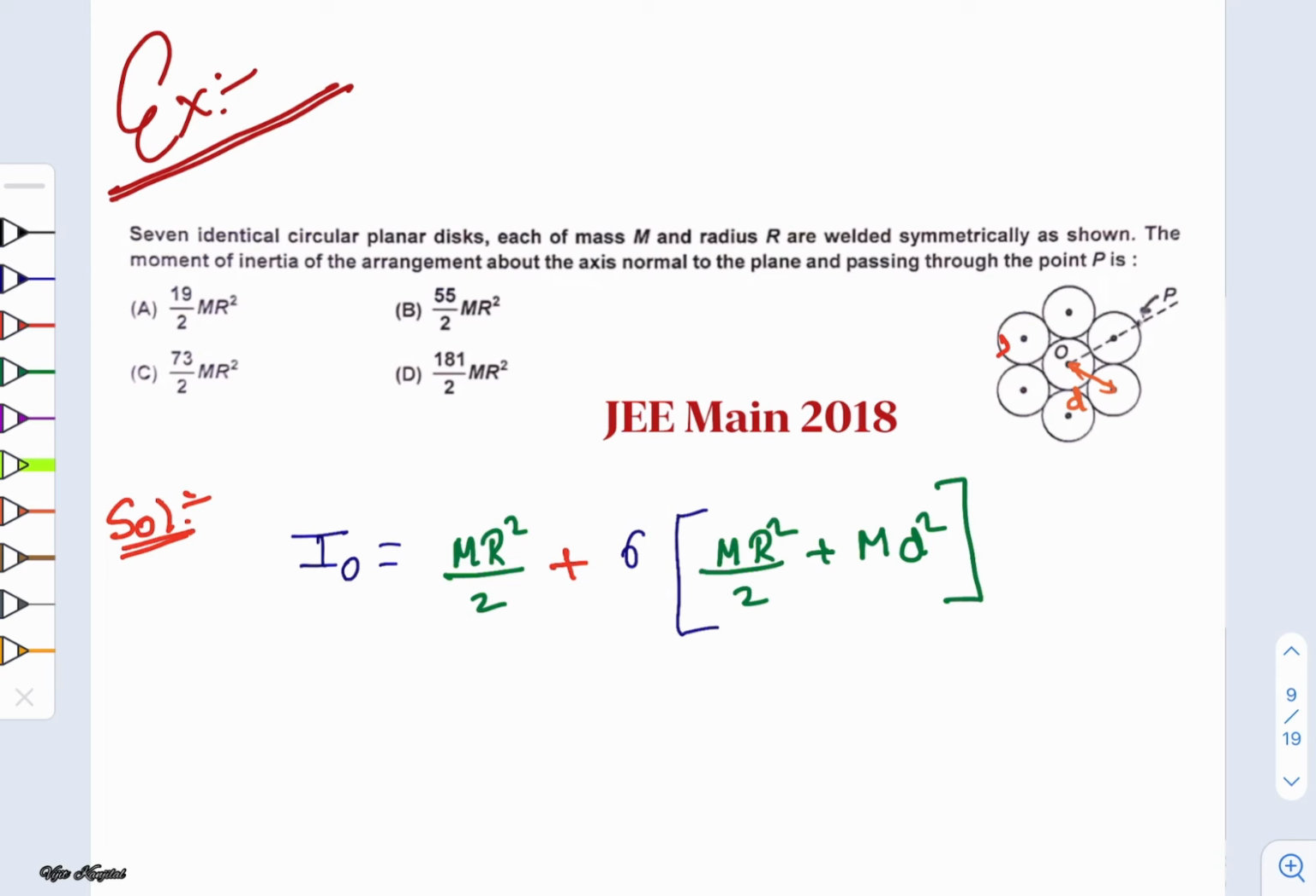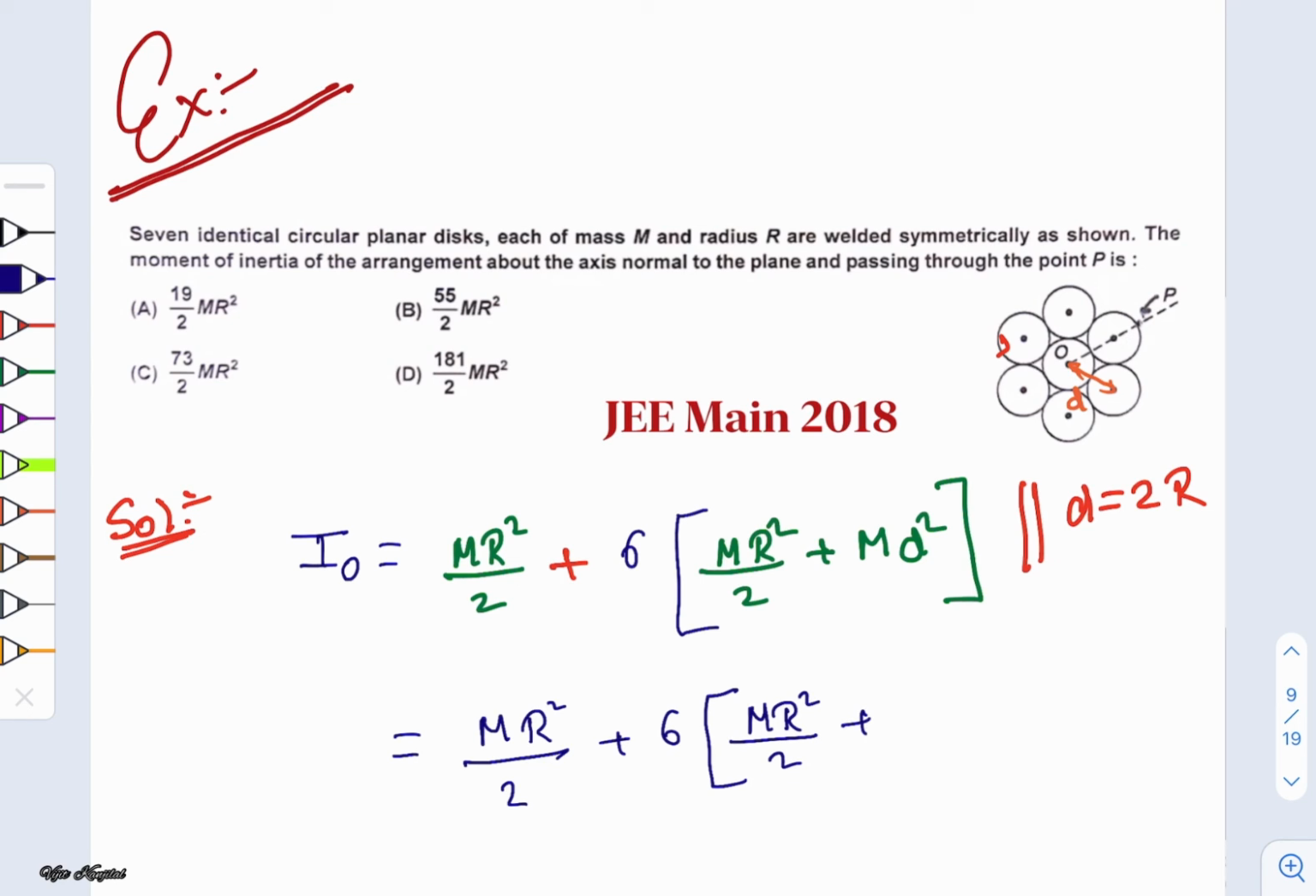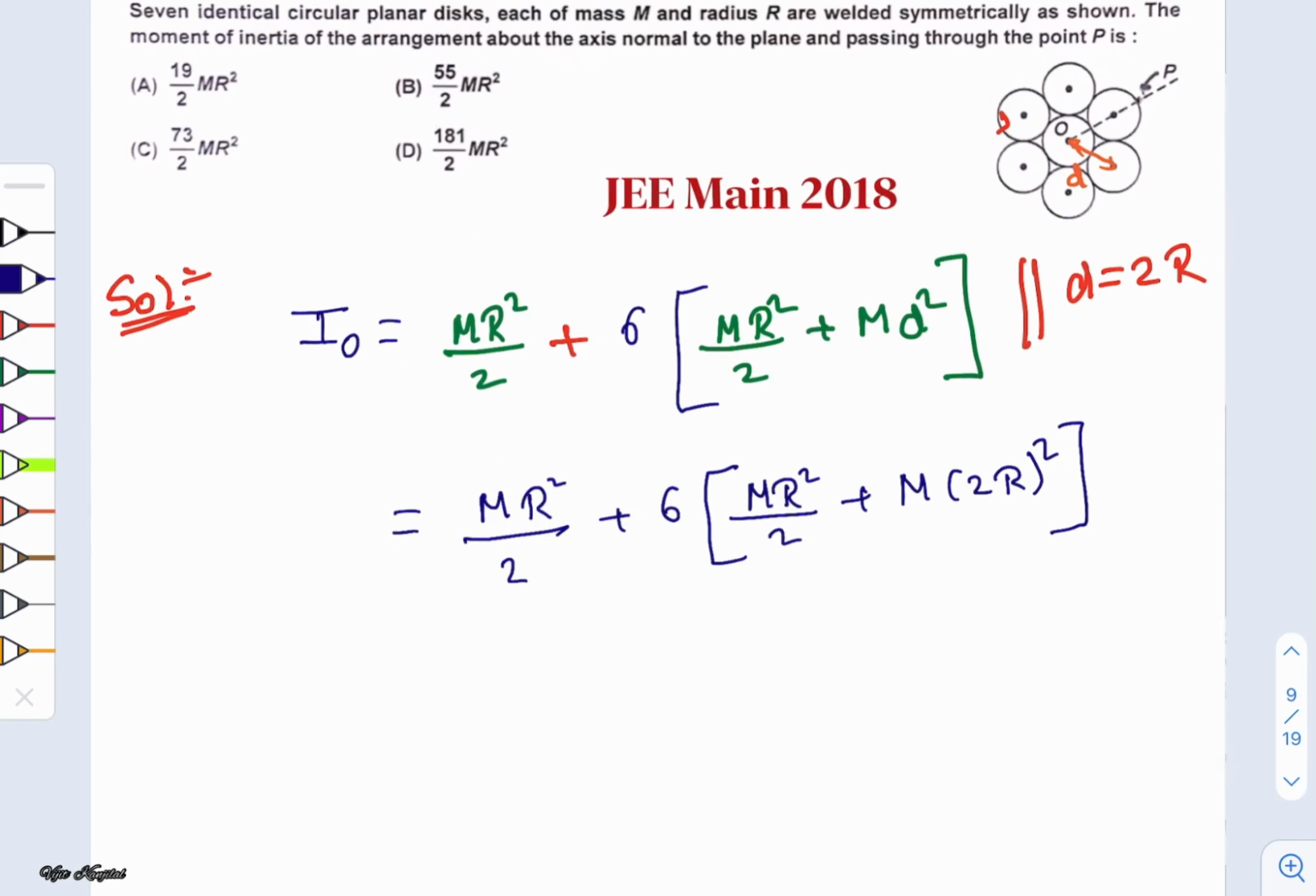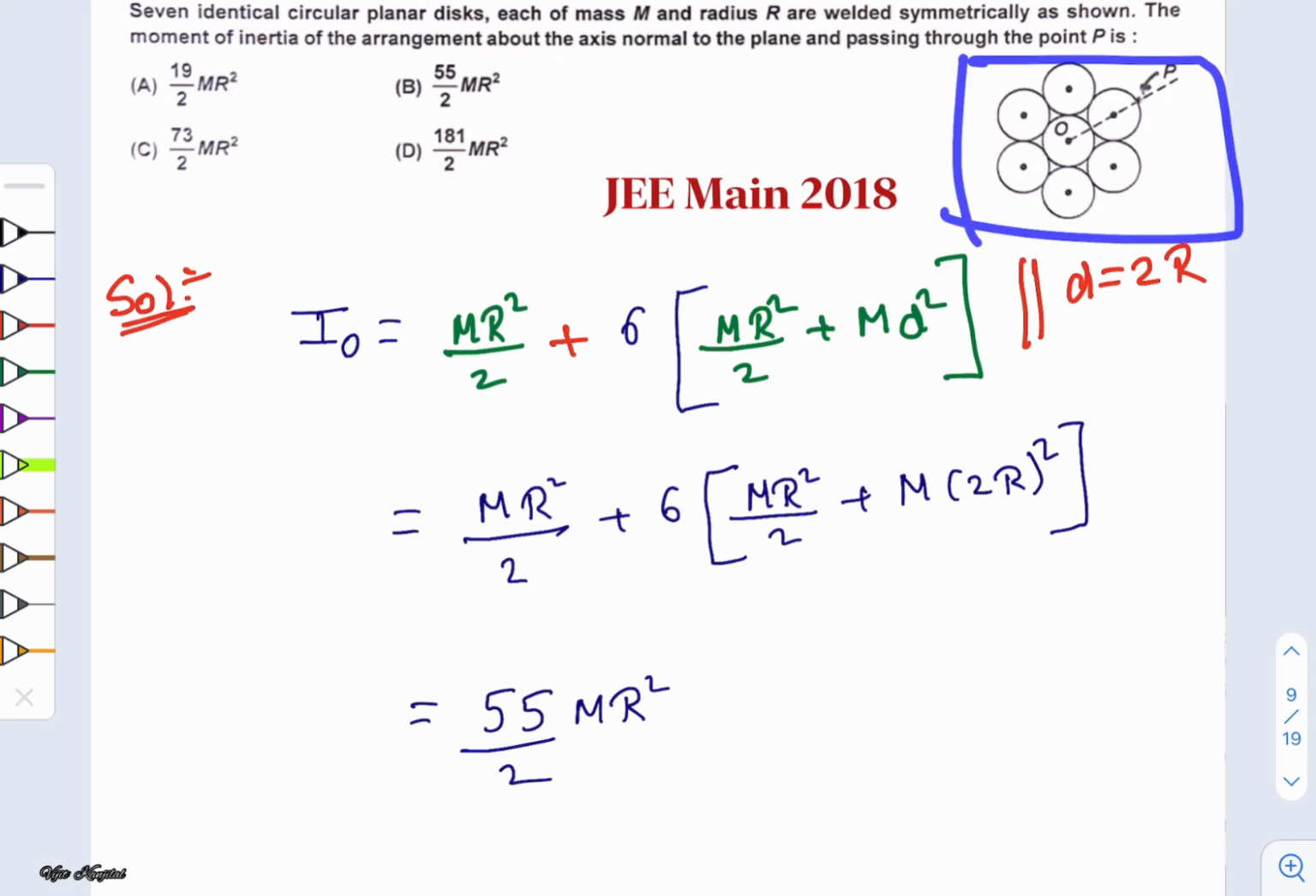So let us try to simplify this expression further. What is going to be the value of d? d is going to be simply 2r. So the expression would be nothing but mr square by 2 plus 6 times mr square by 2 plus m times 2r whole square. So it would be simply 55 mr square by 2. So now we know the moment of inertia of this entire system with respect to this particular point O.